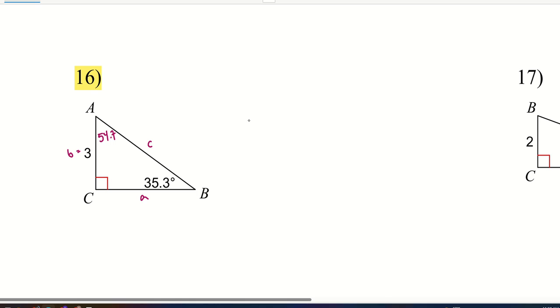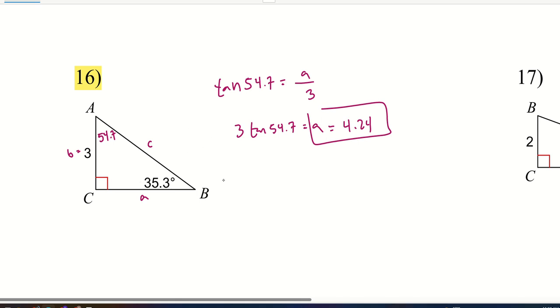It's the same process. Let's do tangent of 54.7 equals little a over little b. So that would be 3 tangent of 54.7 equals a. 3 tangent 54.7 equals 4.24. So a is 4.24.